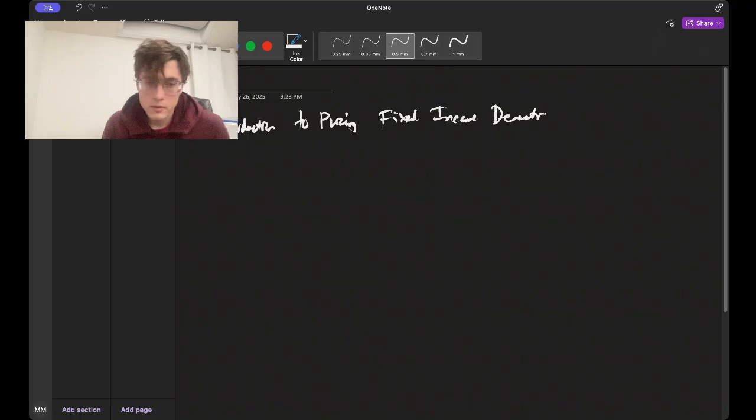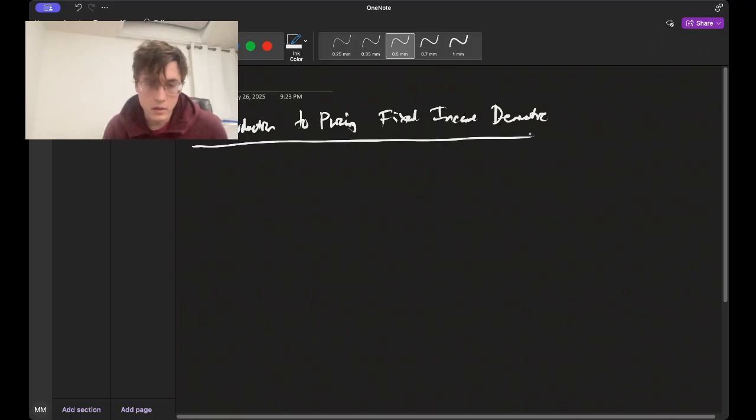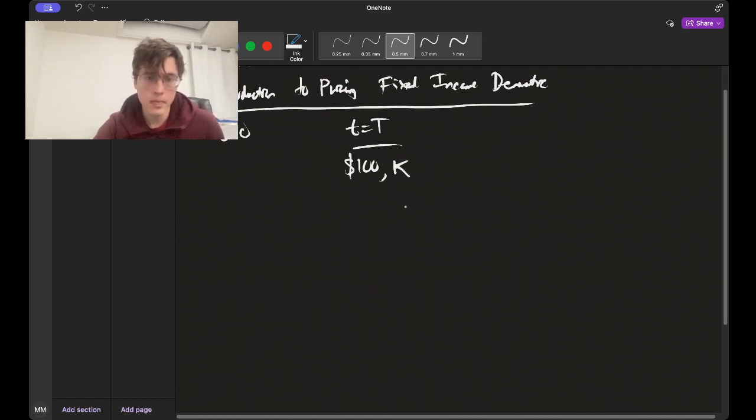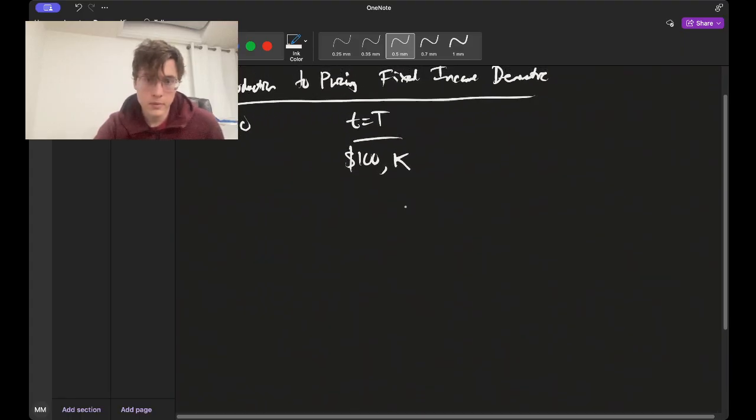Okay, so what is a fixed income security? Let me give you an example. So here we have our t equals 0, we buy a bond, and at t equals T it matures and gives us $100, or let's say K dollars. Okay, so this is a fixed income security because the amount that we get at time equals T is fixed, $100. Okay, so now we want to price a derivative on this.